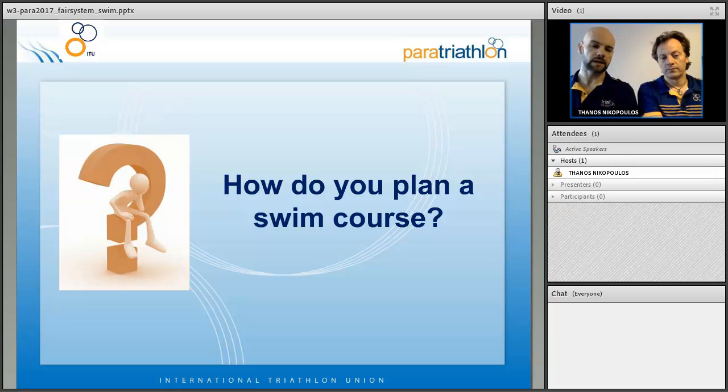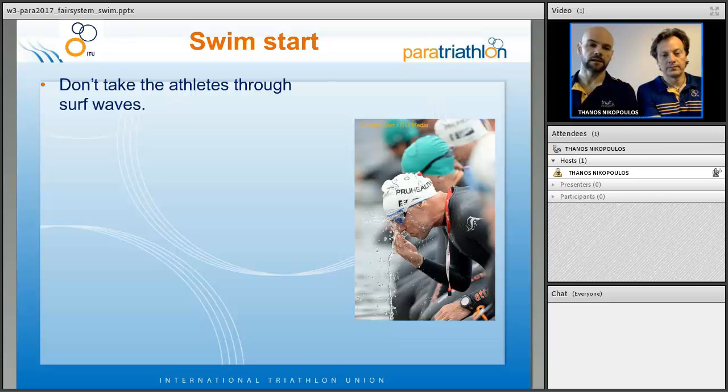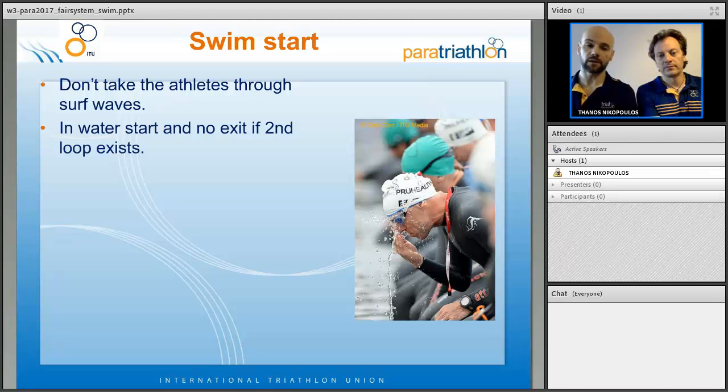Moving on to the swim, again, this is one of the areas that we have to plan really carefully around paratriathlon races, and there are certain things that we have to keep in consideration. First of all, we cannot have the paratriathlon go through a surface zone, so we need to carefully select the area where the event will take place. If for a reason we need to have two laps, obviously we cannot have a water exit after the first lap. We need to have a buoy inside the water, and the loop should be inside the water.